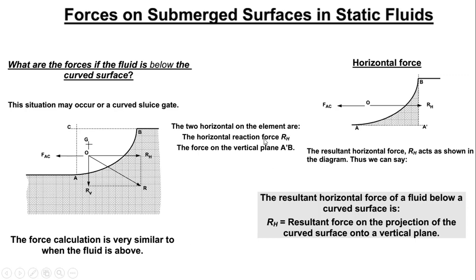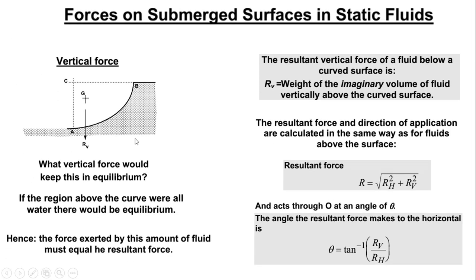We still need to calculate RH. RH will be calculated the same way we have done before. We need to find that for the horizontal force, FAC should be equal to RH, so that we can get the resulting force, which is equal to 0 in the horizontal direction.